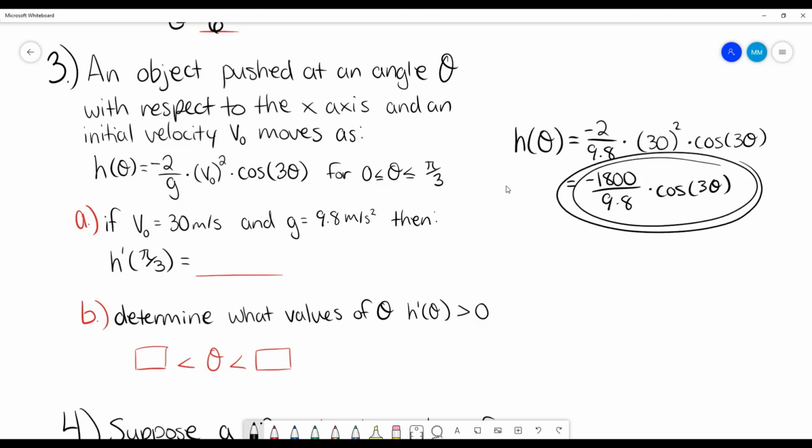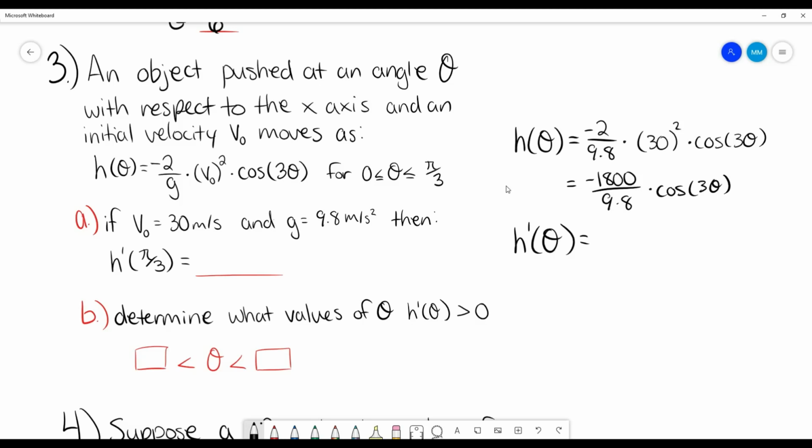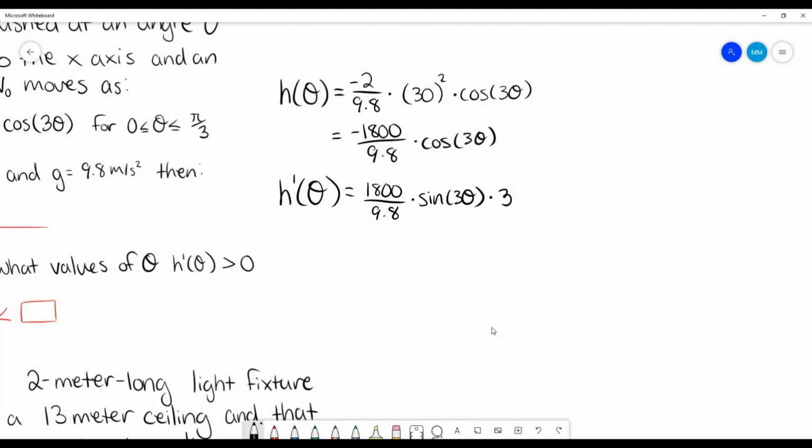So now I want to take the derivative of this here. So it's going to be h prime of theta. Well, this is a constant coefficient, so it doesn't change. We do have a little bit of chain rule here. So that's going to be a negative sign, so I'm actually going to omit that negative because they're going to cancel out. So it's going to be 1800 over 9.8 times sine of 3 theta. And because of our chain rule, we also have to multiply by the derivative of that inside, so times 3. I could just rewrite that: 1800 times 3 is 5400. So it's going to be 5400 over 9.8 times sine of 3 theta.